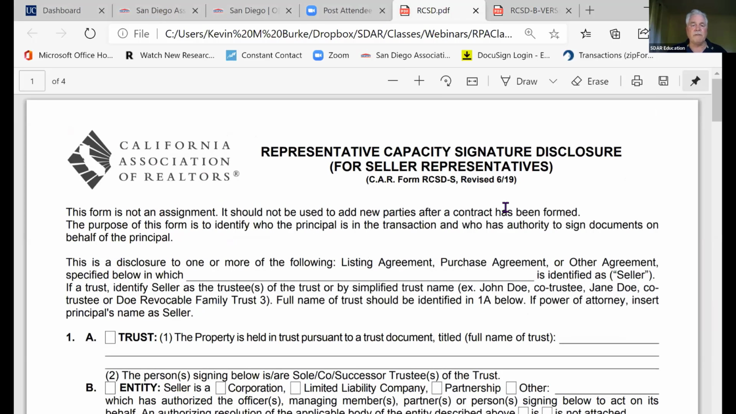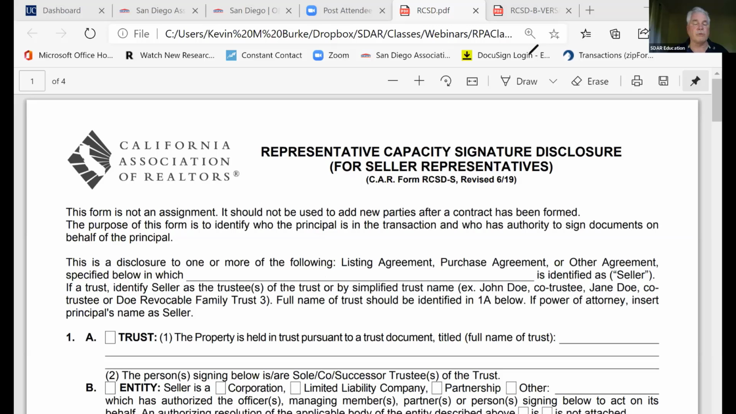So I'm going to make that a little bit bigger. This one is for the seller representatives. That's ugly. All right, so seller representative, this is a disclosure to one or more of the following, either the listing agreement or the purchase agreement. So obviously the seller has received an offer, the seller is an entity, and now the seller produces this document for purposes of the purchase agreement, where the seller is identified here. And then I go through what's going to happen below that.